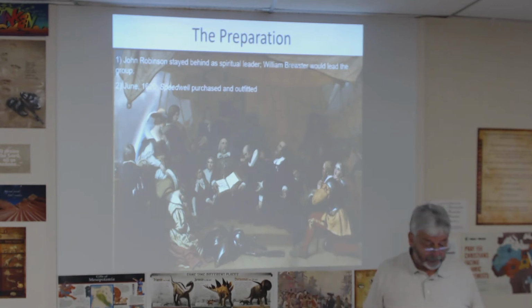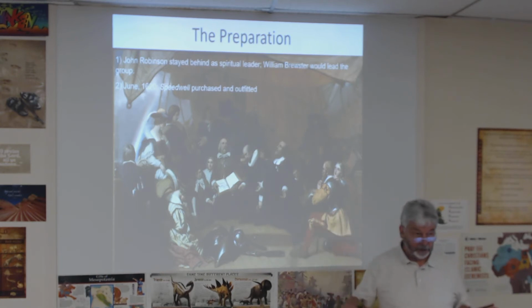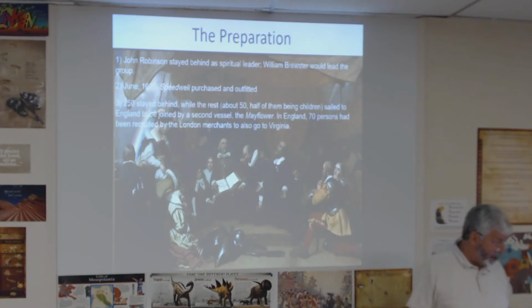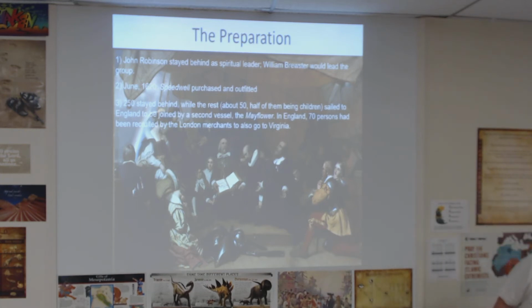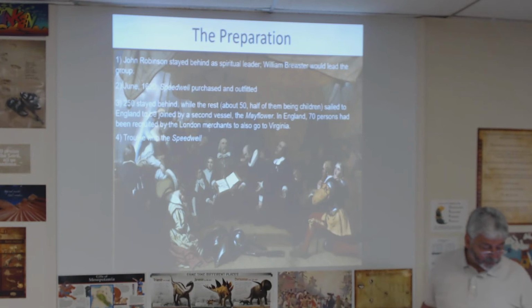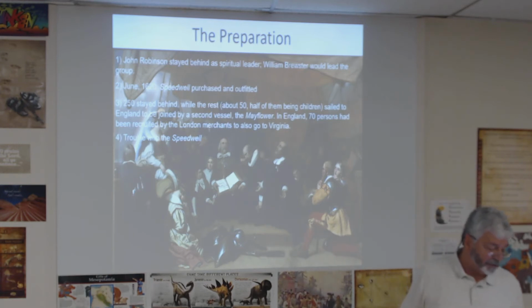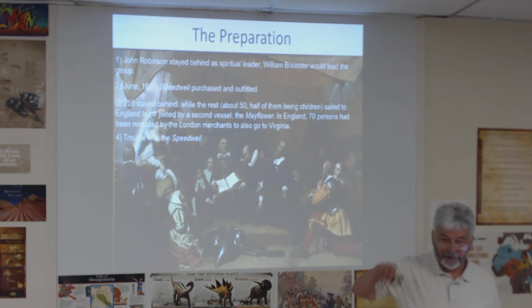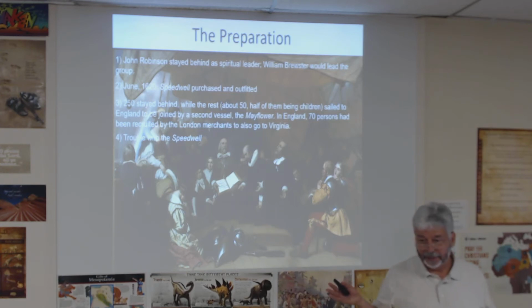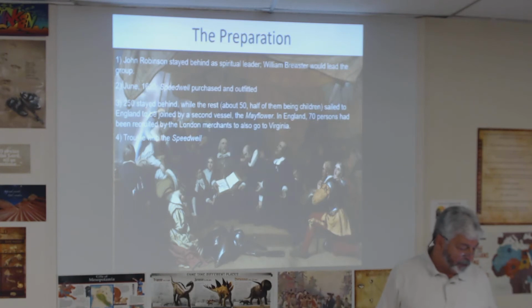In England, 70 persons had been recruited by the London merchants to also go to Virginia. So 70 people that were not separatists were also recruited to go along on this venture. Well, when they arrived in England, they found that the Speedwell needed to be repaired again. After much difficulty with the backers over changing the original agreement, requiring the would-be colonists to sell some of their supplies, they had to sell several thousand pounds of butter, some fish hooks, and firearms, and so on, because the adventurers changed the agreement and weren't going to give them as much as they wanted and required more, and it was too late to back out now. So they had to give in and supply more of their own supplies.